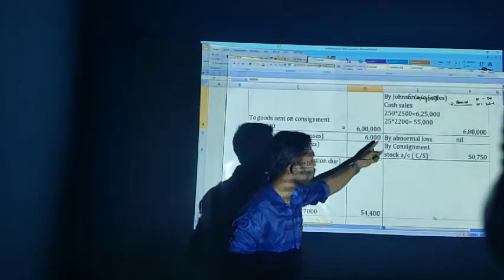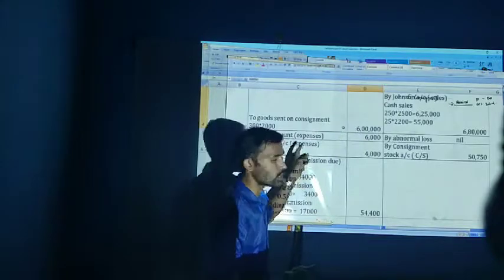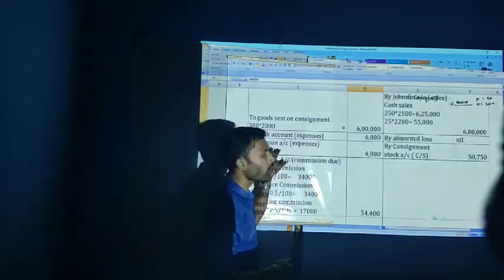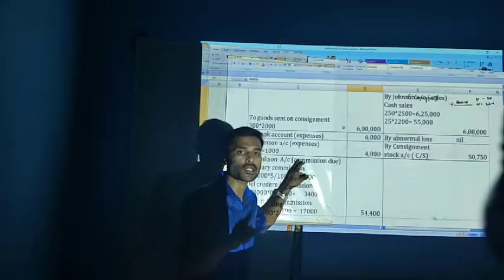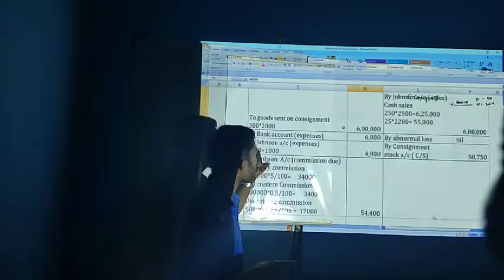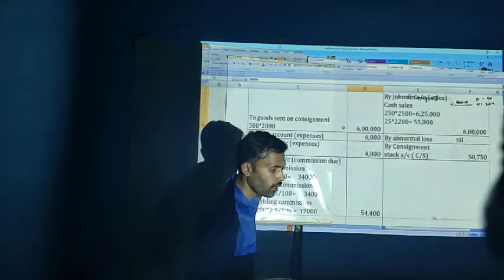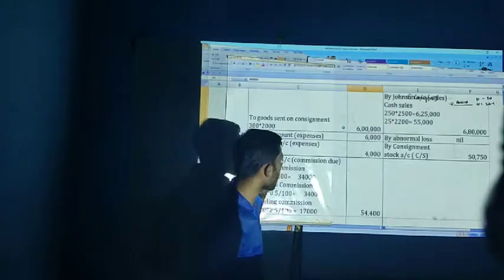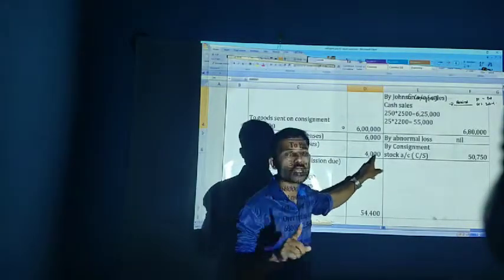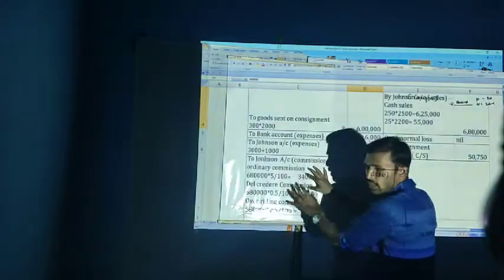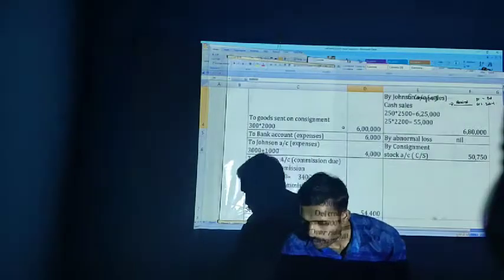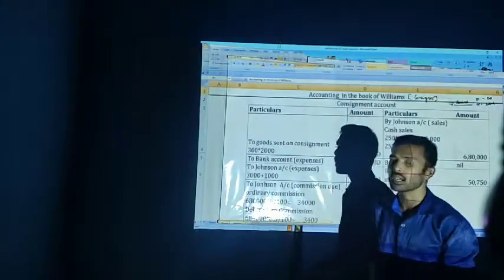Totally the amount is how much? 6,000. Right? That is freight and other expenses. Next, there are other non-recurring as well as recurring expenses met by the consignee, that is 3,000 in the form of freight, and again 1,000 is other expenses, and totally 4,000 is the total expenses met by the consignee. And later the next one is commission.